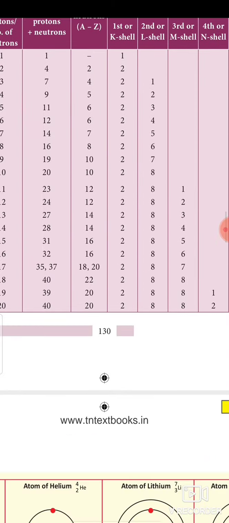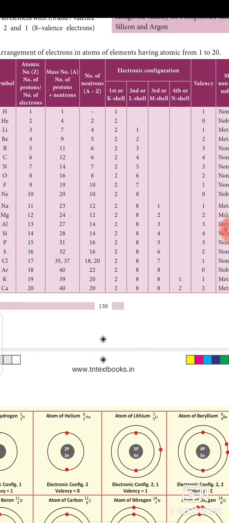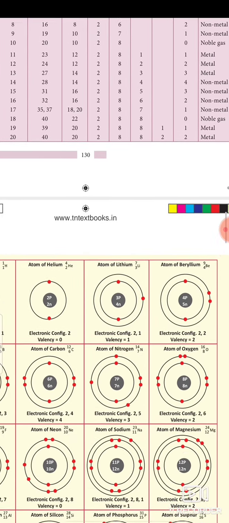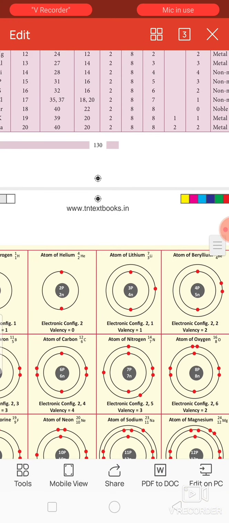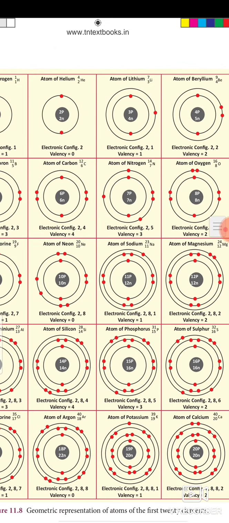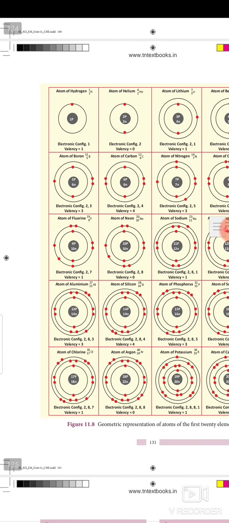Okay. So, here they have shown table 11.2, which shows you the arrangement of electrons in an atom of elements from 1 to 20. This table will help you to draw this figure 11.8. Okay, this 11.8 shows you the detailing. I would like to explain here now and there.